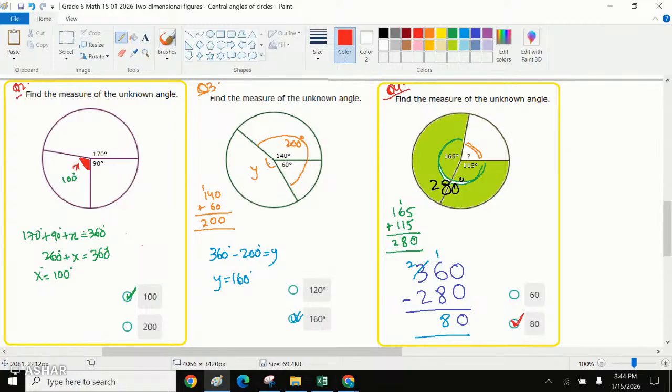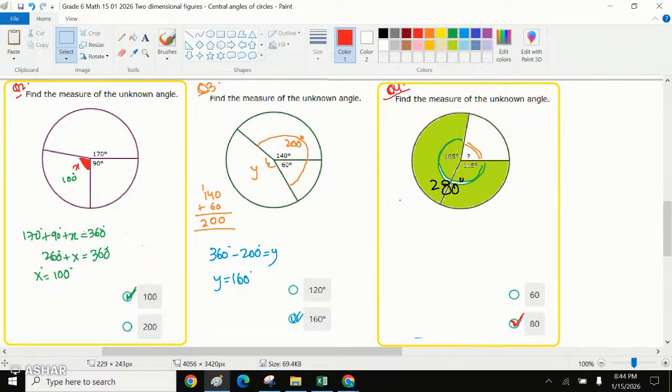See, let's do it again. No problems, okay? I'll remove this. Let's see why that was. The angles that were given to us were 165 and 115, right? Can we add 165 and 115 together? 5 plus 5 is 10. We carry the 1, right? 1 plus 6 is 7. 7 plus 1 is 8. 1 plus 1 is 2. That means the sum of these two angles comes out to be 280.